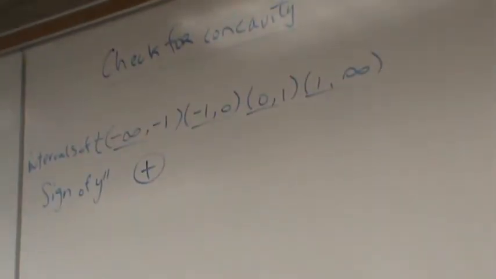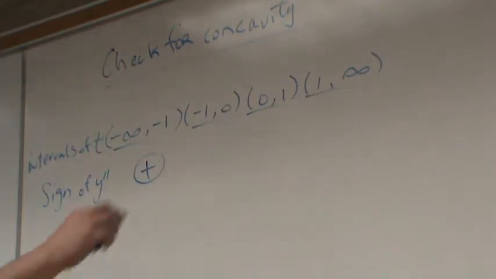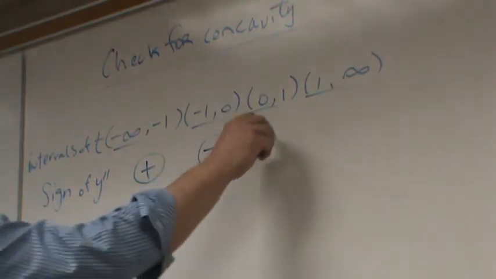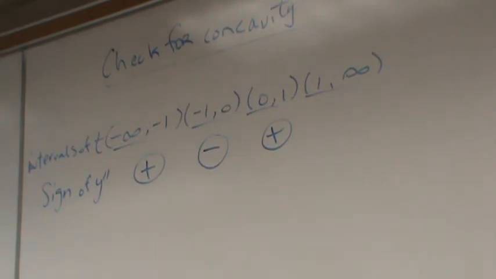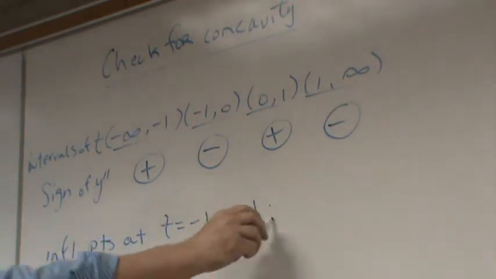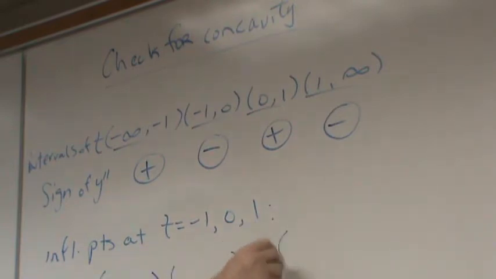If I stick in negative a half, I get a positive on top, but I'll get a negative down here. If I stick in positive a half, I get a negative on top and a negative down here, which makes positive. And then if I plug in a million billion, I get a negative on top and a positive on the bottom. So yeah, those are indeed my inflection points. I have inflection points at t equal -1, 0, and 1, which means I can actually find those three coordinates, boom, boom, and boom.